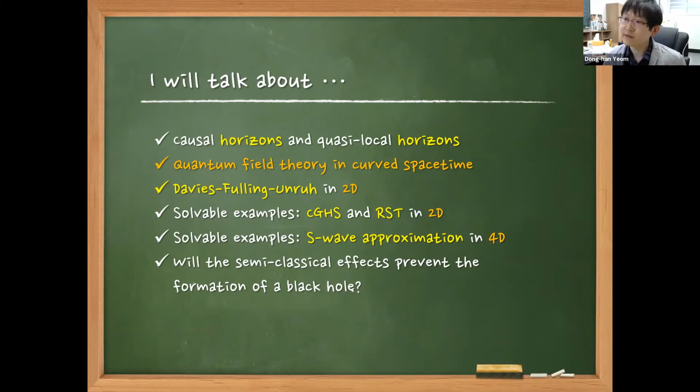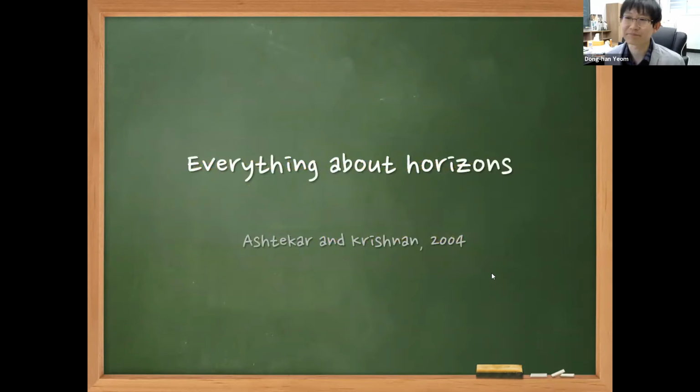computations. Finally, based on these semi-classical analyses, there are lots of interesting topics, but I will shortly remark on this question. This is based on the usual misconception about black holes. The question is, will the semi-classical effects prevent the formation of a black hole or not? Because up to now, there are some people who seriously think about this direction. So I will mention this. Anyway, let's start from the most fundamental topic.